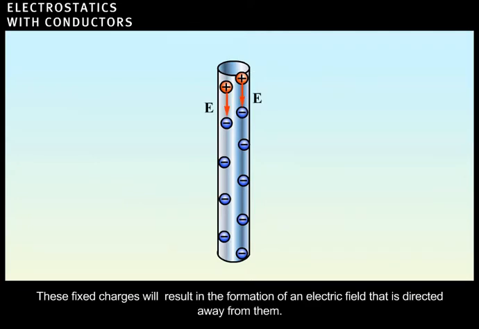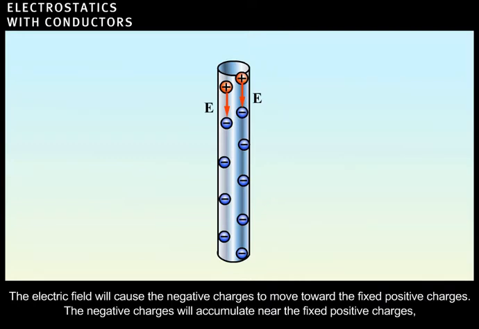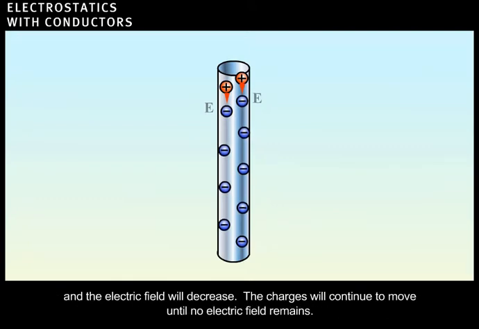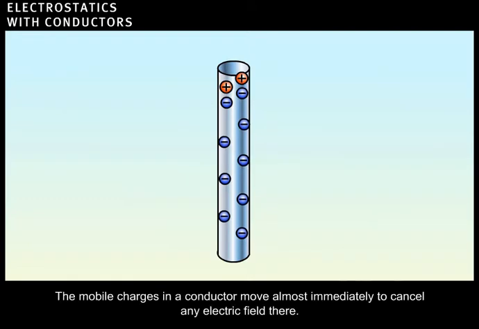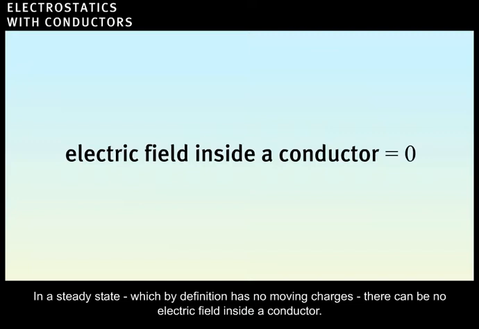These fixed charges will result in the formation of an electric field that is directed away from them. The electric field will cause the negative charges to move toward the fixed positive charges. The negative charges will accumulate near the fixed positive charges, and the electric field will decrease. The charges will continue to move until no electric field remains. The mobile charges in a conductor move almost immediately to cancel any electric field there. In a steady state, which by definition has no moving charges, there can be no electric field inside a conductor.